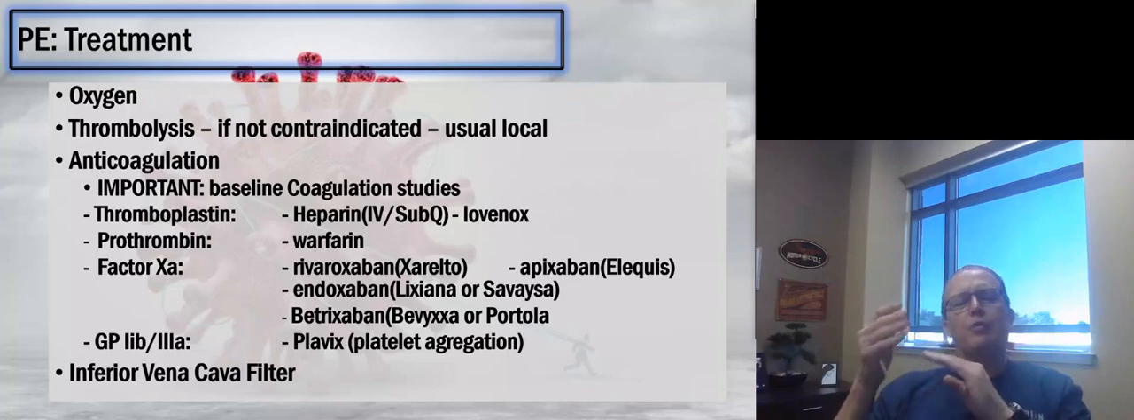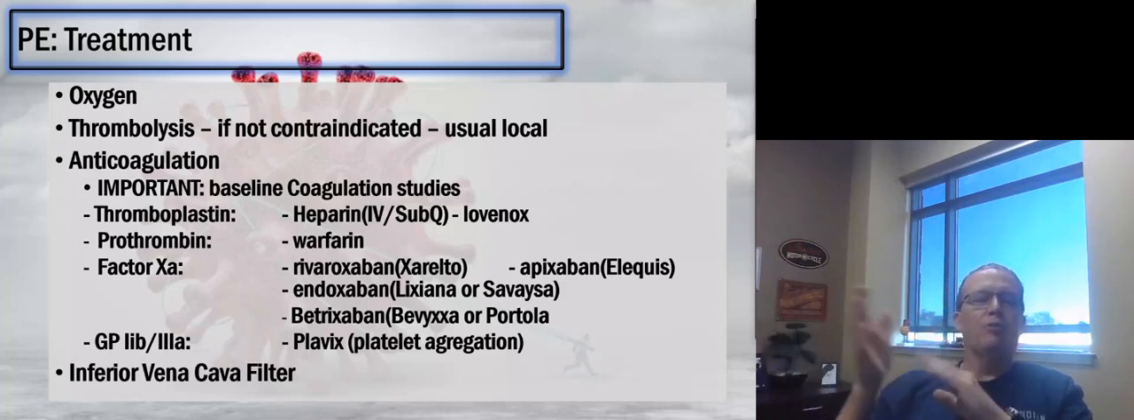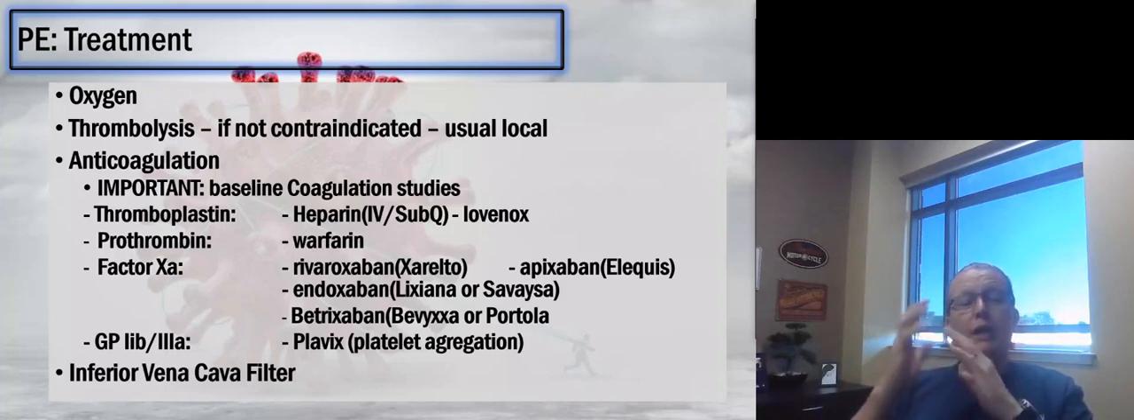So all of those drugs work at factor 10A. They also do not require lab monitoring. You take a dose and it provides the anticoagulation that's needed. Those drugs are the kinds of drugs patients will leave the hospital on if they need ongoing anticoagulation after having a pulmonary embolus. So those will be outpatient ambulatory medicine drugs that you're going to see, but you'll see them initiated in the hospital.